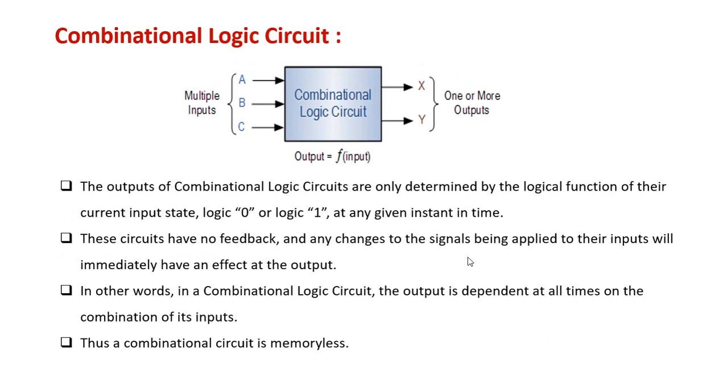Now, we have discussed this in an earlier experiment also regarding combinational logic circuits. Combinational logic circuits are memoryless circuits. These do not have any feedback. So, at a given point of time, output depends only on the inputs applied at that instant of time. So, output depends on present input only.